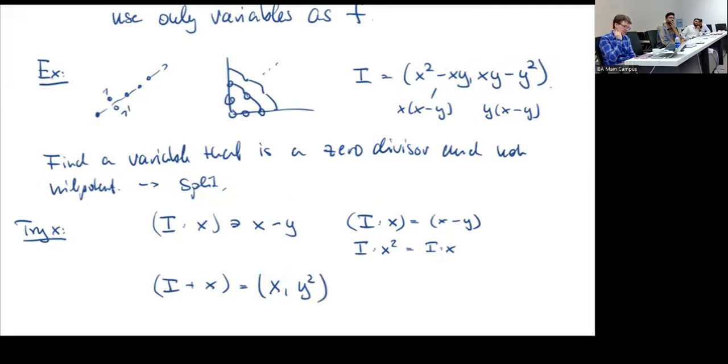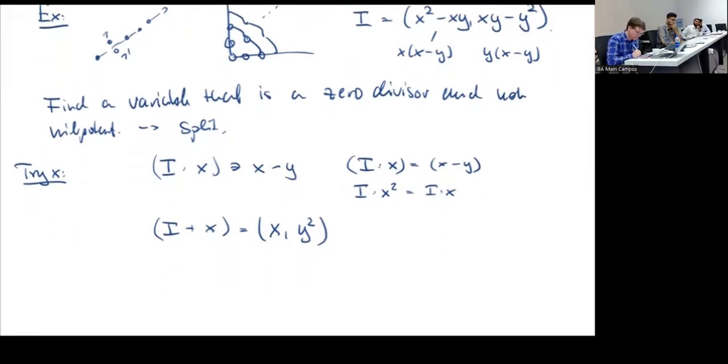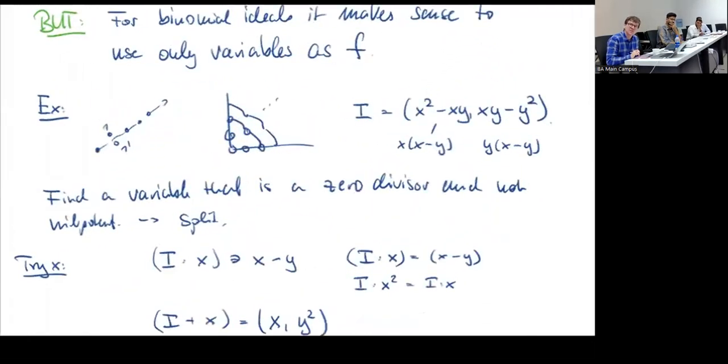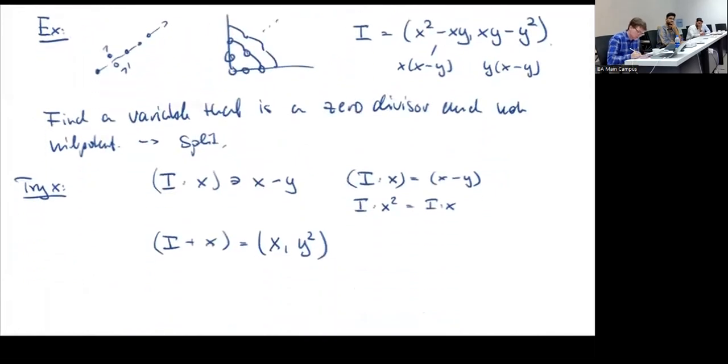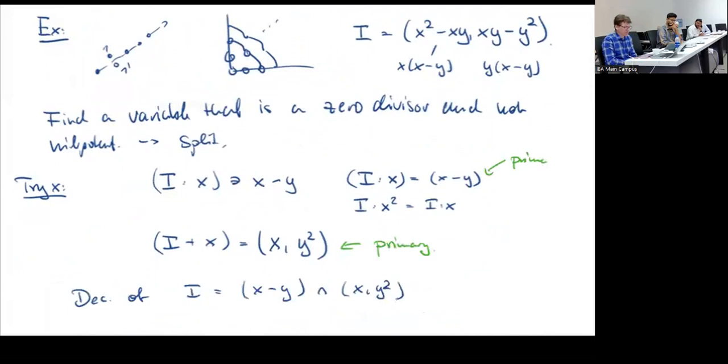Is this ideal prime? No, it's not prime, but it's primary. Its radical is the prime ideal generated by x and y. So this is prime, and this is primary. And so we have the decomposition of I as x minus y intersected with x comma y prime. This is a primary decomposition.